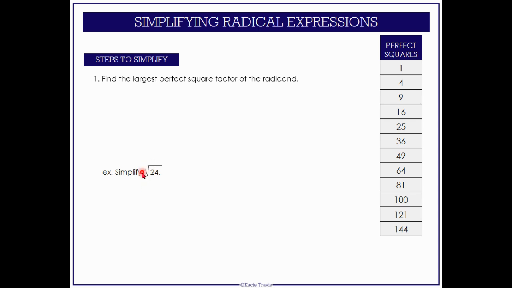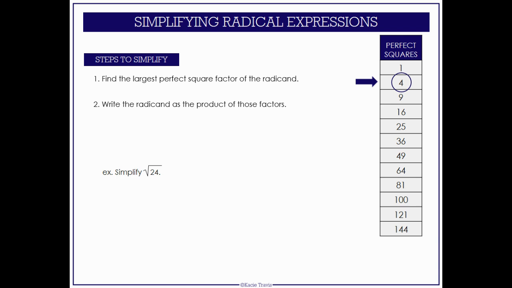Now, 24 is not a perfect square. You can notice that because it's not in this list. So when we look for the largest perfect square that can go into this, we're looking for what we can divide from this list of numbers with 24. The only one of these that happens to work for us to divide and get another factor would be 4.